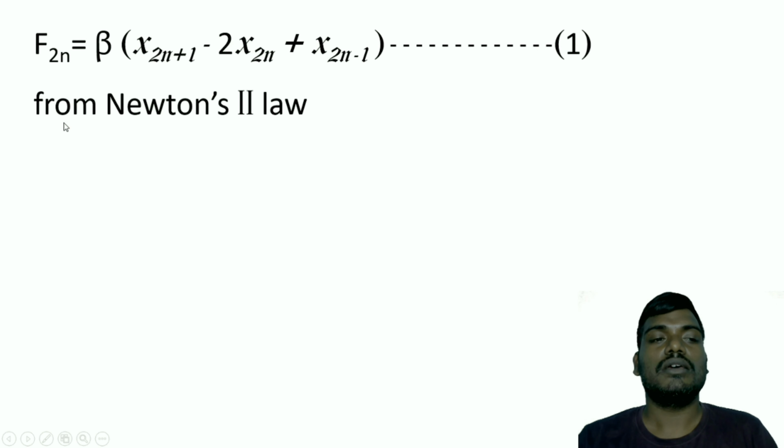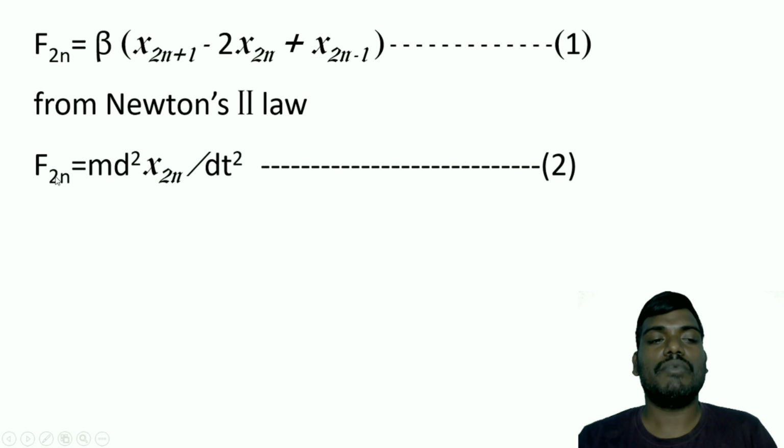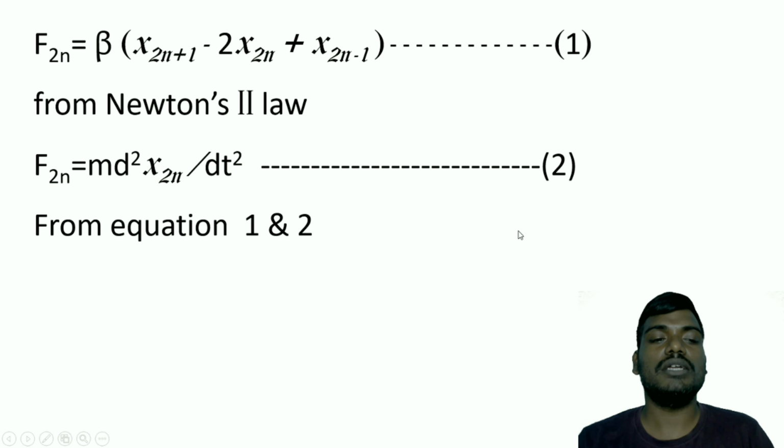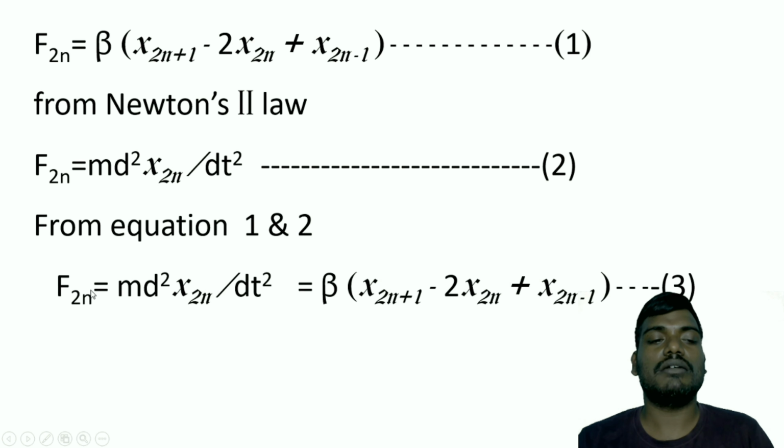Next, from Newton's second law, what is Newton's second law? The applied force is equal to, or proportional to, the rate of change of momentum. Then on the 2n atom, F2n equals m d square x2n by dt square. This is equation number 2. From equations 1 and 2, m d square x2n by dt square is equal to beta into x2n plus 1 minus 2x2n plus x2n minus 1. This equation is named 3.